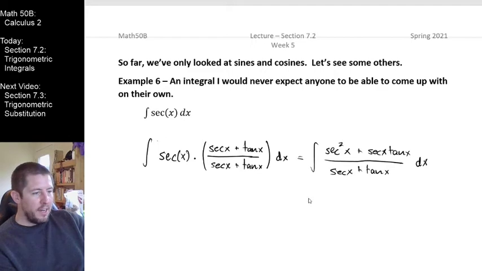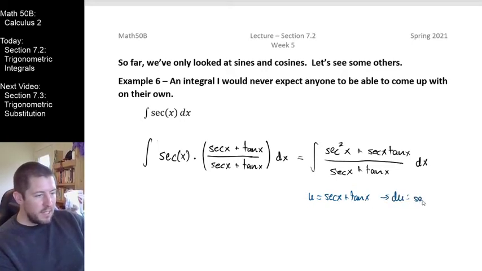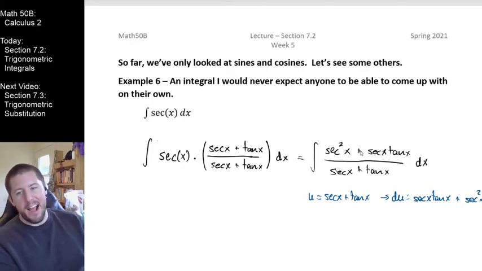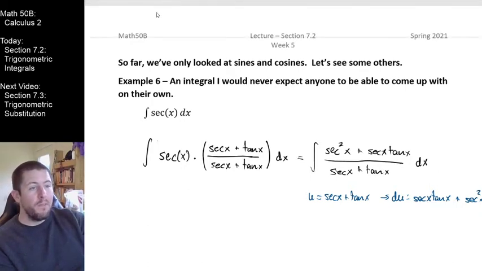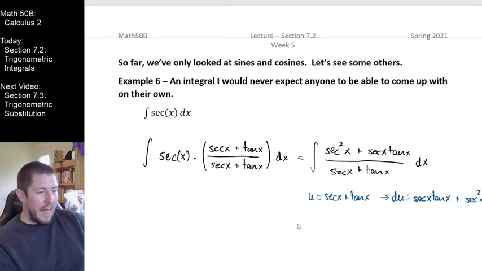So now I'll go ahead and do u equals secant x plus tangent x, and we will find then that du, the derivative of secant is secant tangent, plus the derivative of tangent is secant squared, all that dx. That's the whole numerator right there. Ridiculous. So hopefully you are laughing about this one.